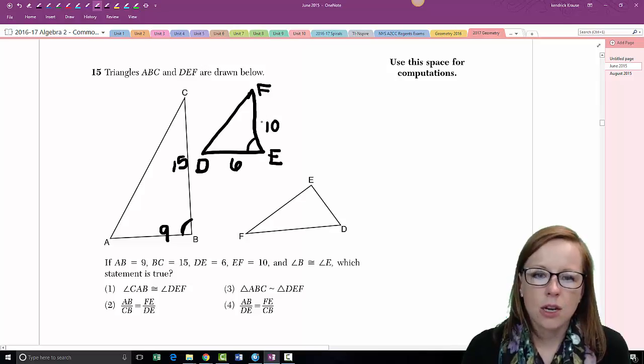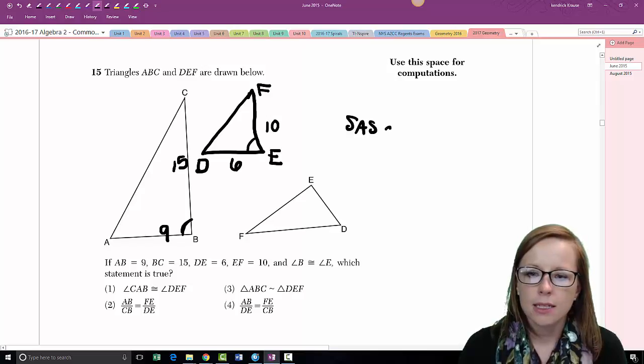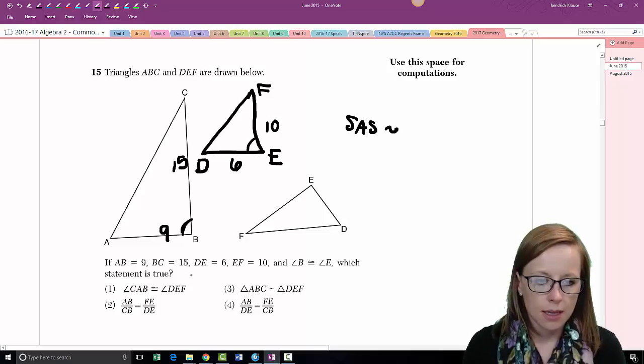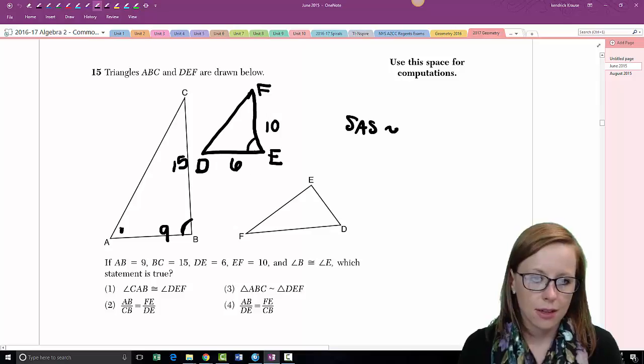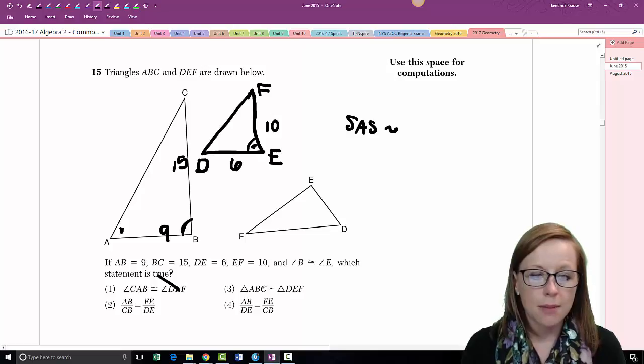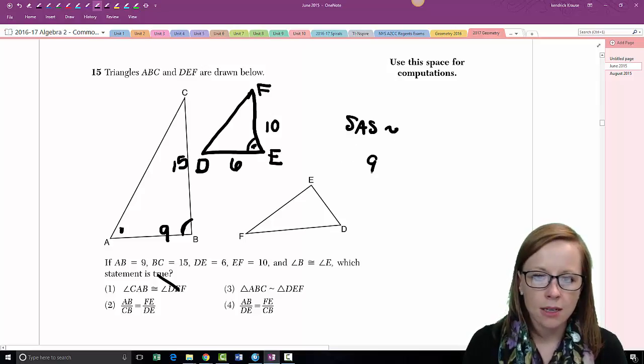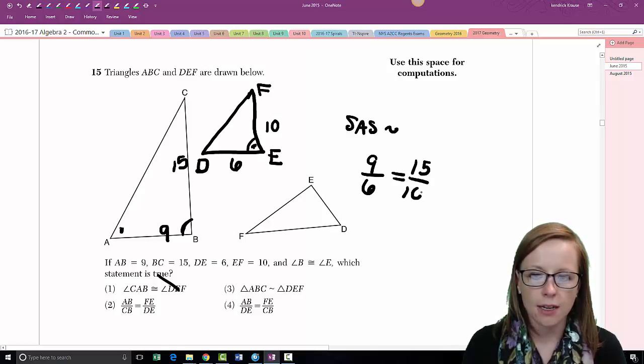Well, just looking at this and knowing that these triangles are most likely similar, I'm thinking side, angle, side, similarity. And so I can look down here. Is angle CAB, this angle, congruent to angle DEF, this angle? Well, no, because E and B are the same, so that's not it. Is triangle ABC similar to DEF? Well, if those sides are in proportion, I'm going to guess so. So is 9 over 6 equal to 15 over 10?